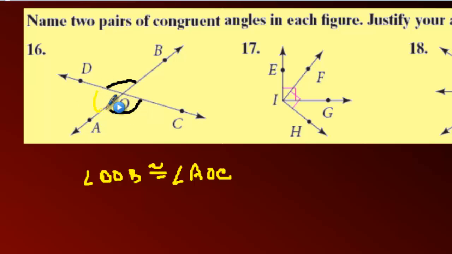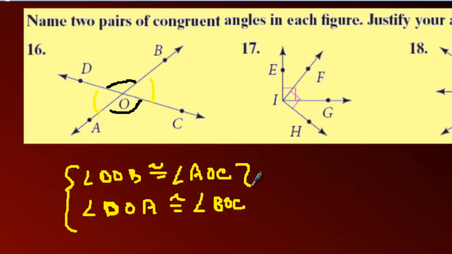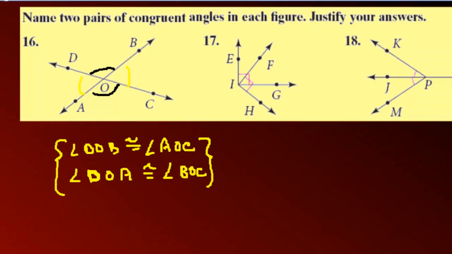We also have this vertical angle here and here. You probably can't see that, that's yellow on yellow. But angle DOA, excuse me, is also congruent to its vertical, which is angle BOC. So vertical angles are congruent, so you could use either of those in the figure. It says to name two pairs, so those would be my two pairs, and they're both vertical angles.